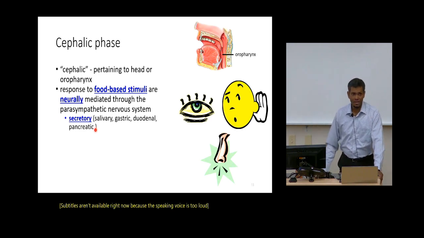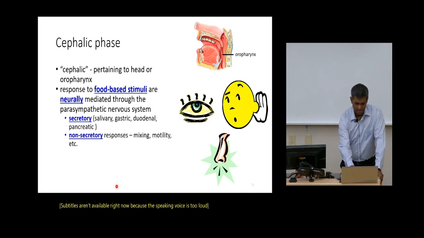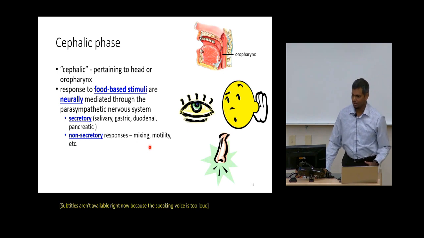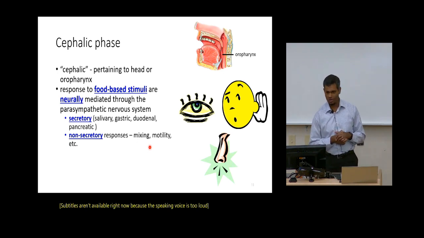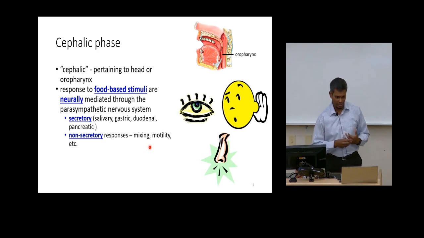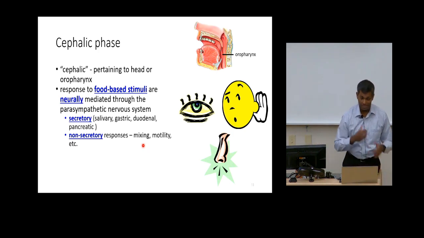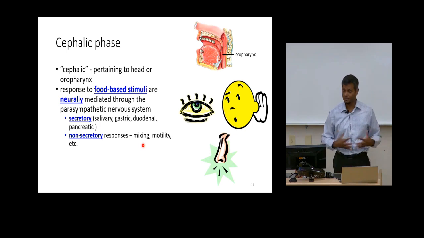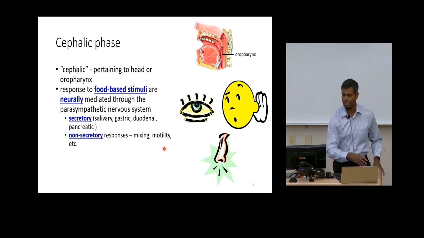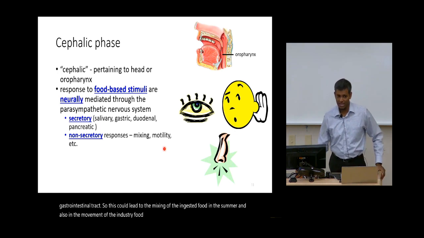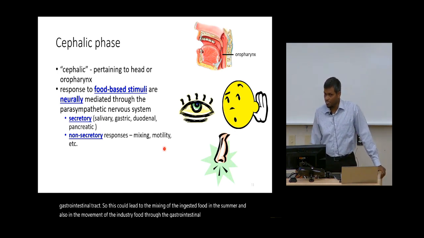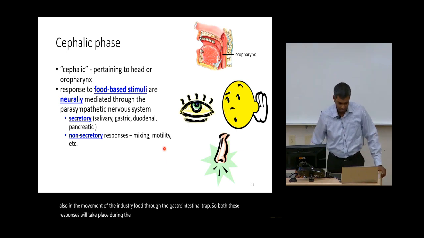So all of this is happening before the food can be swallowed. The second type of response during the cephalic phase is the non-secretory responses, and this is mainly referring to the contraction and the relaxation of the muscles along the gastrointestinal tract. So this could lead to the mixing of the ingested food in the stomach, and also the movement of the ingested food through the gastrointestinal tract. So both these responses will take place during the cephalic phase.